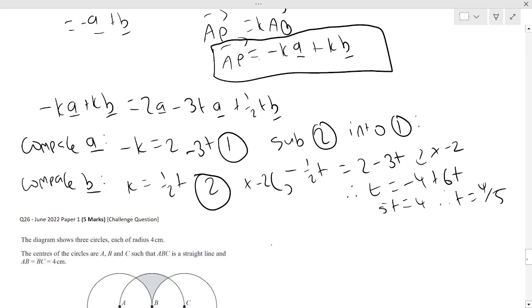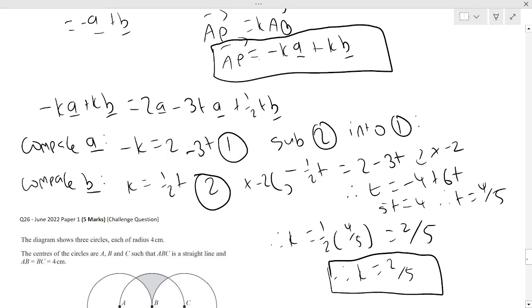Well, therefore K is a half T, so it's going to be half of 4/5, which is 2/5. But there we are then. That's our value, K is 2/5. That's what it asks us to do. Lovely. There we go.